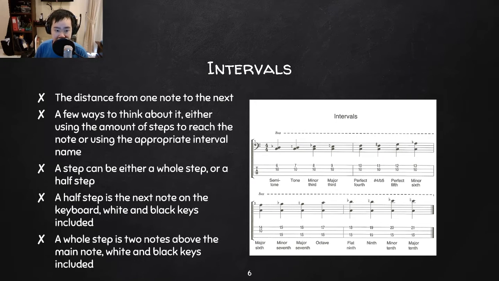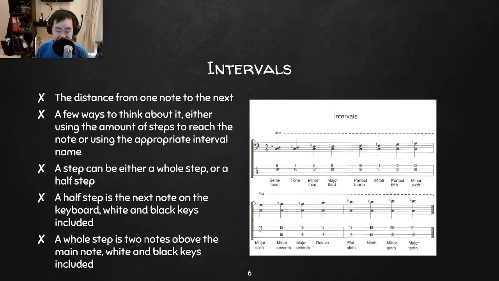So on a piano, like I said, our half step is C sharp. If we want to do a whole step, it will be the note next to the C sharp, white and black keys included. So what is the next note next to that C sharp? Well, it's going to be a D. So that is a whole step. The whole step from a C is D.